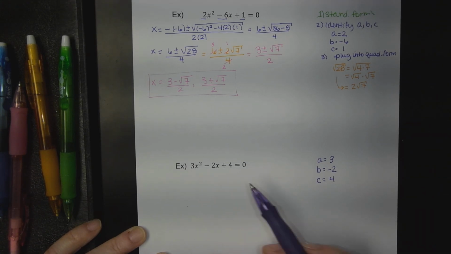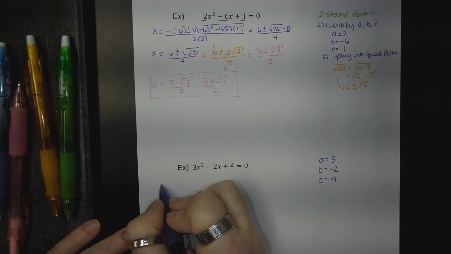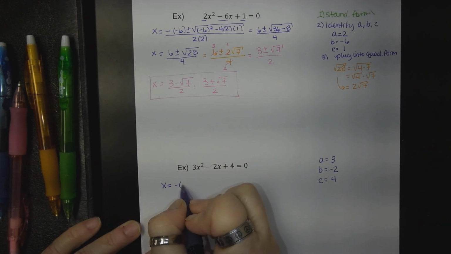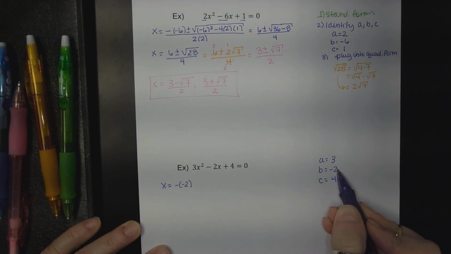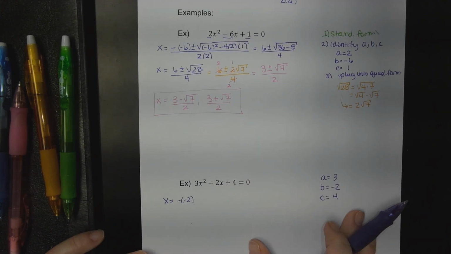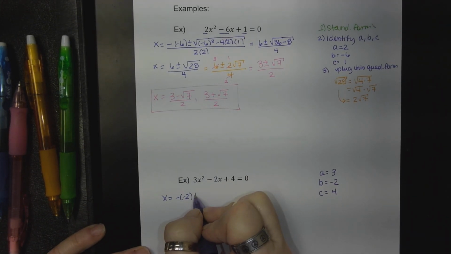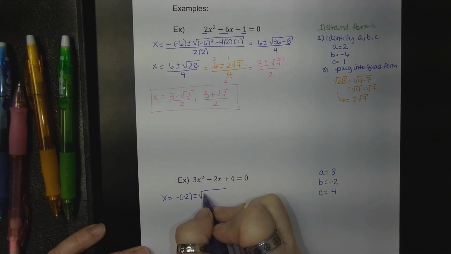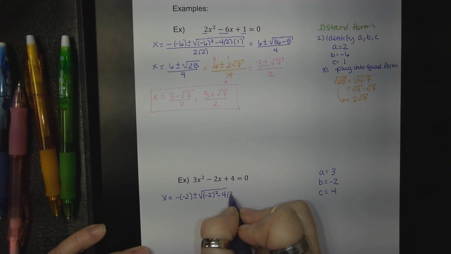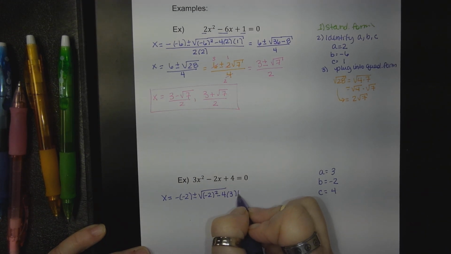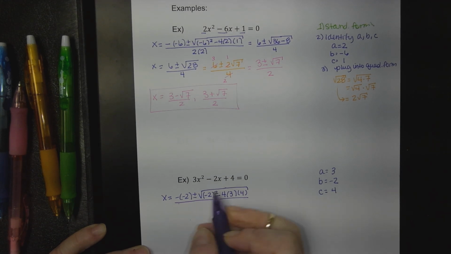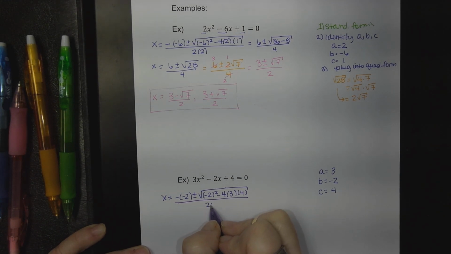Now we just plug and chug, so let's do that. So my x equals negative 2, right? Because this is already negative, and we look up here and we see it's a negative b. Okay. So then plus or minus the square root of, parenthesis, negative 2 squared minus 4 times 3 times 4, all under your square root. And then 2 times a, and a is 3.